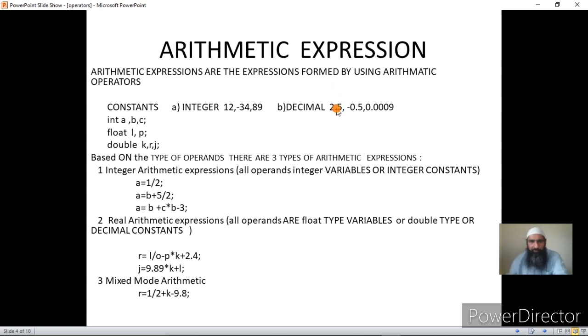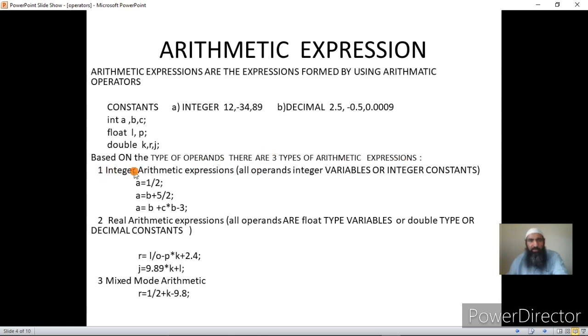You should remember this. Now another thing is, if I declare variables, they have their own data types. Now A, B and C are integer variables. L and P are float, that is, they are real numbers, and K, R and J are double, that is, they are also real numbers.